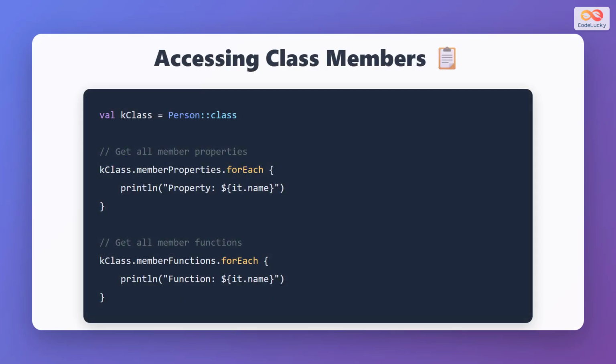You can iterate through and access all members of a class using KClass. After obtaining the KClass reference for Person, you can use the memberProperties collection to loop through all properties defined in the class. The forEach function lets you print each property name. Similarly, the memberFunctions collection provides access to all functions defined in the class. You can iterate through them and print each function name. This capability is particularly useful when you need to inspect or work with class structure dynamically at runtime.